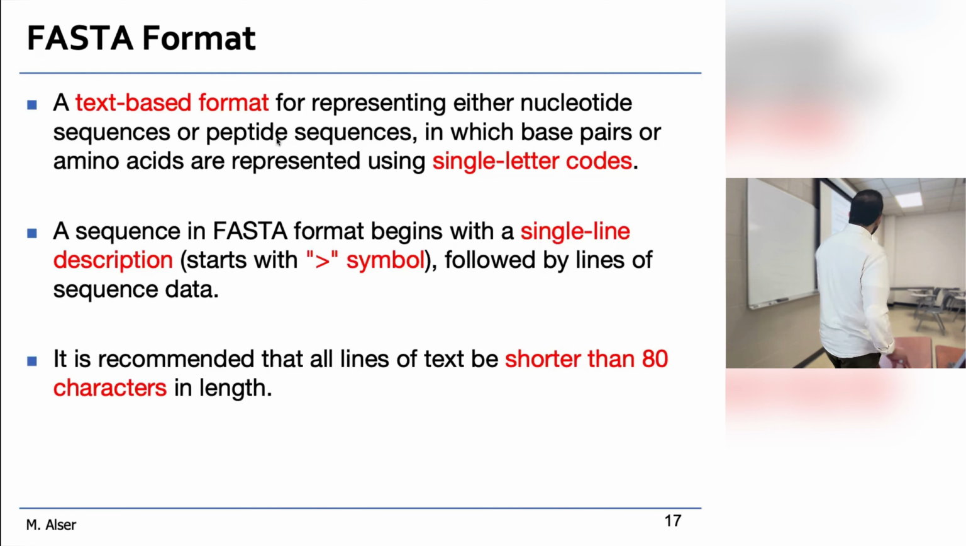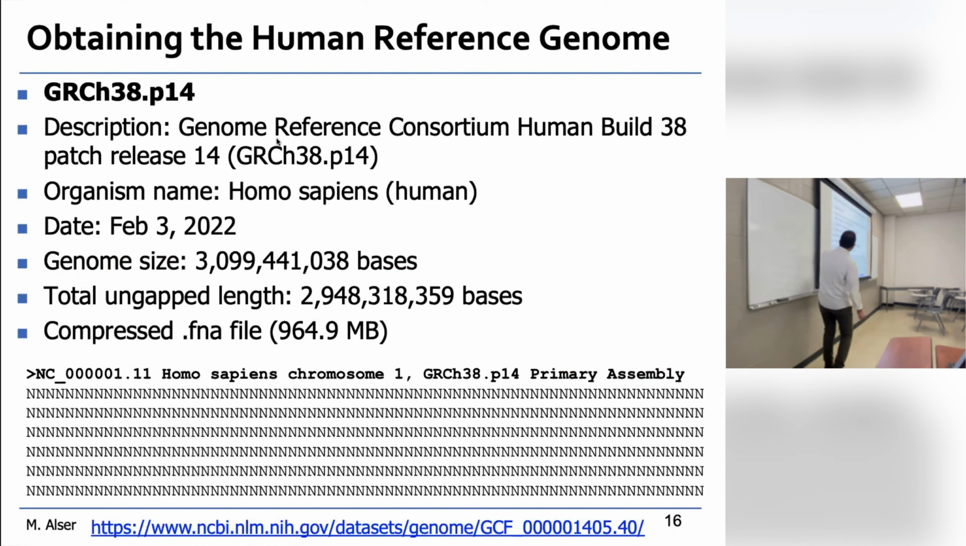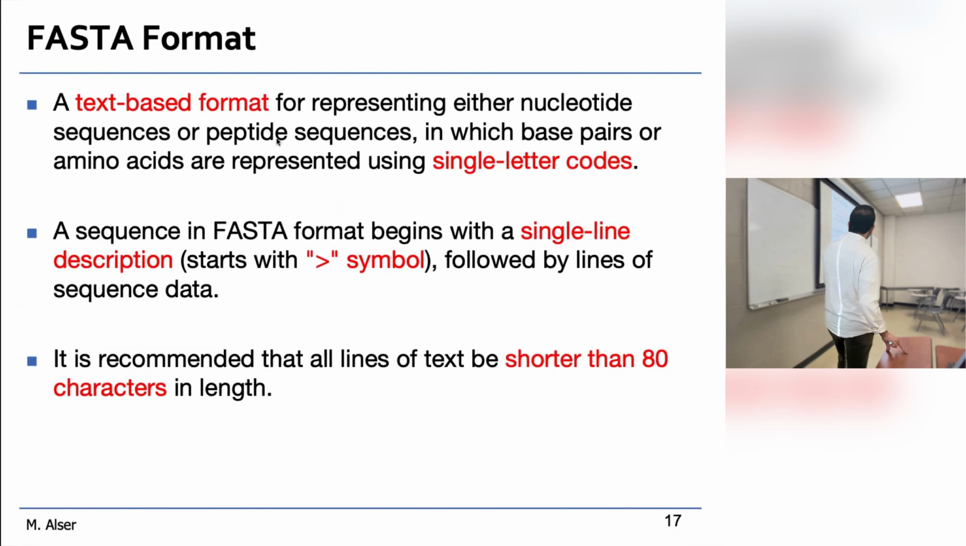The sequence in FASTA format begins with a single line description, as you can see in the previous example. So it should start the first line with this symbol. This is a must. You have to include that greater than sign. And that's what we call the description line. So just describing what is the content that we are reading in the next line, followed by lines of sequence data. It is recommended that all lines of text be shorter than 80 characters in length.